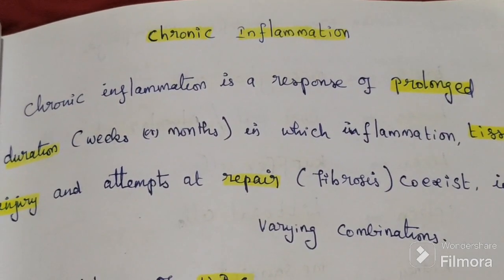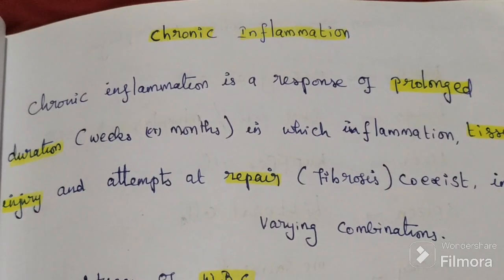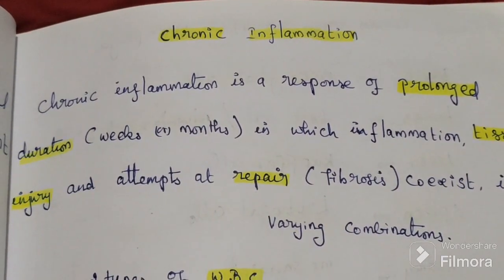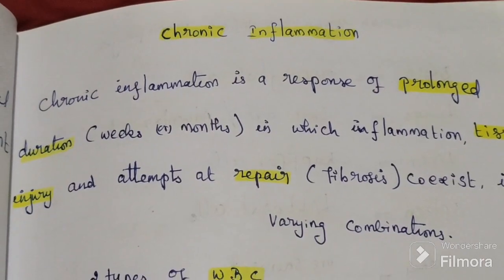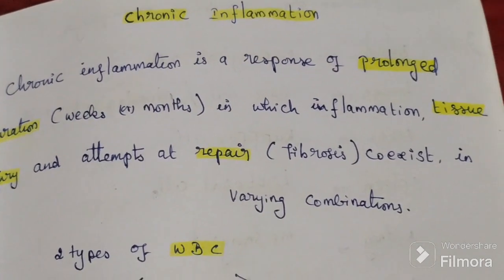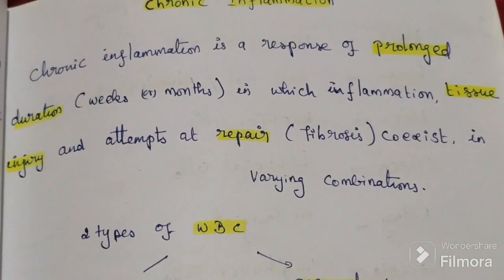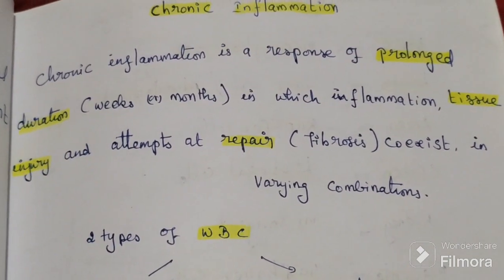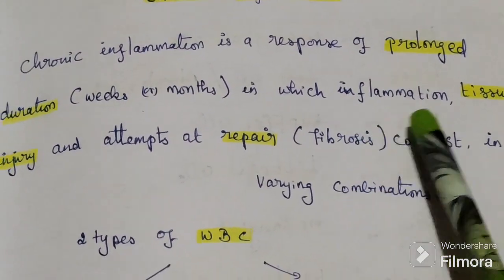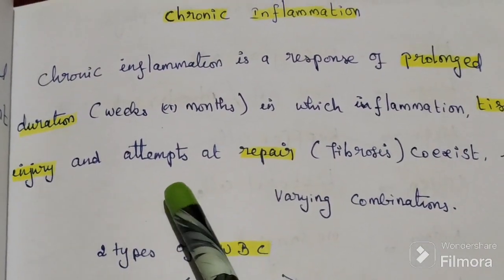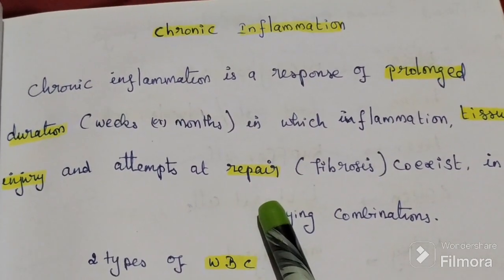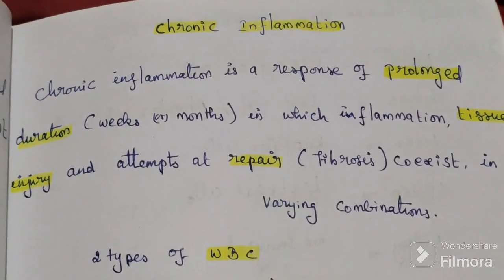In varying combination, this inflammation, tissue injury, and attempt to repair are the hallmark of chronic inflammation. These are the three important hallmarks of chronic inflammation.